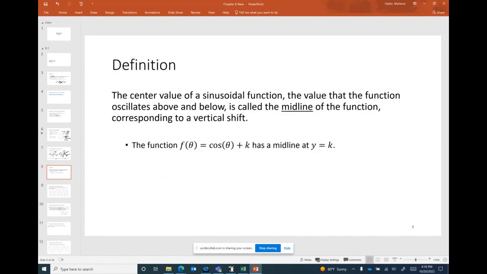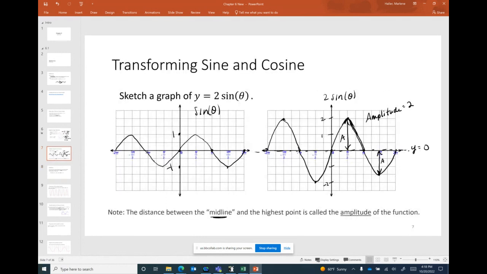Okay. All right. So the center value I just mentioned is called the midline of the function. This midline corresponds to a vertical shift. All right, go back here and think, what would happen if I had a vertical shift? Say I wanted to graph 2 sine of theta plus 1, right? If this was a function, f of theta is equal to 2 sine of theta plus 1. So what would I do? I would take this function here, which was 2 sine theta, and I would just move the whole thing up 1 unit, right? So this 2 sine theta plus 1 would move the whole thing up 1 unit.